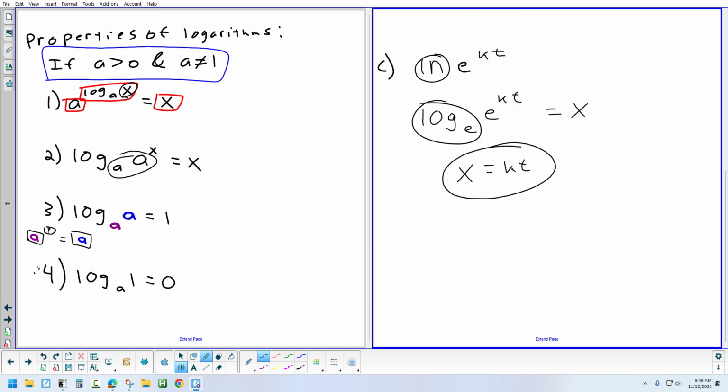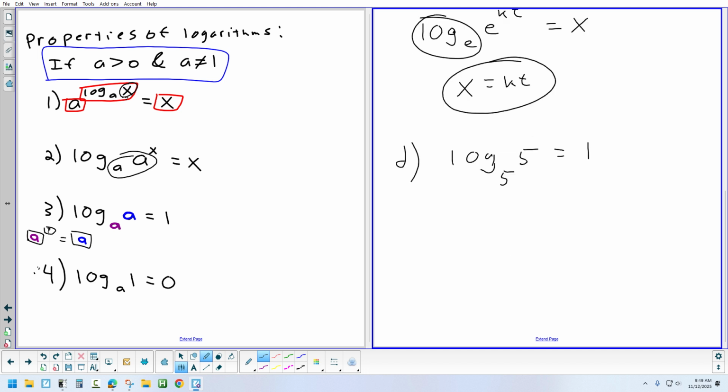Yep. How about log base 5 of 5? What would that be? Yep. Property 3. That's property 3. Whenever your base and argument match, your answer is always a 1.